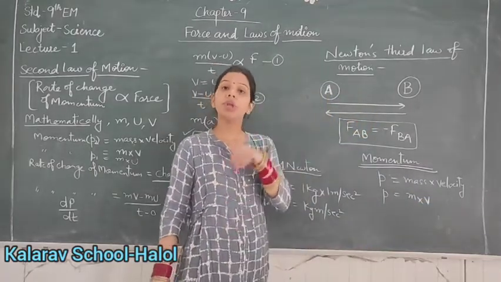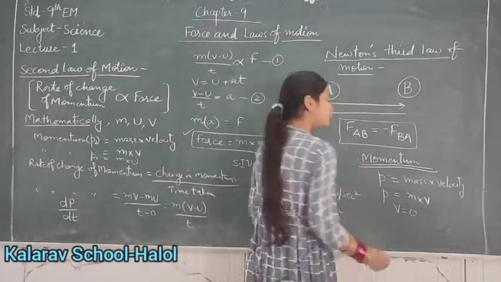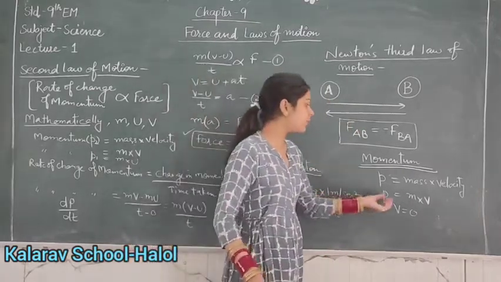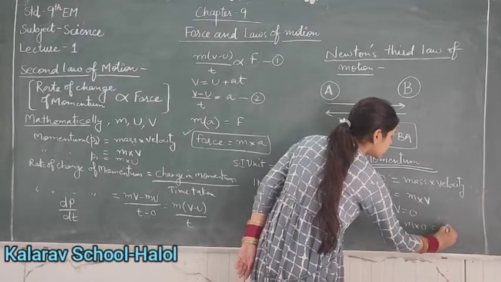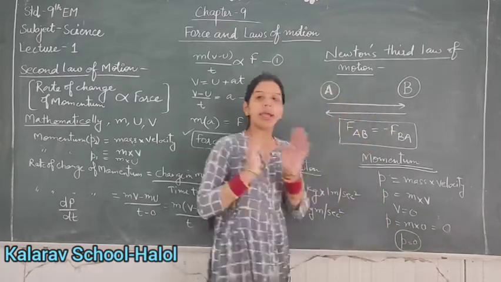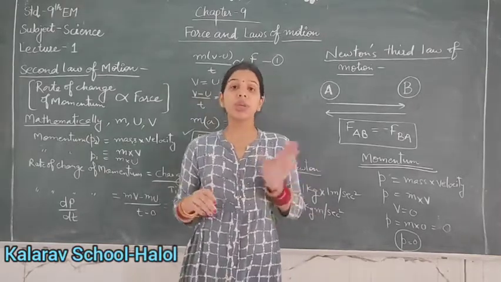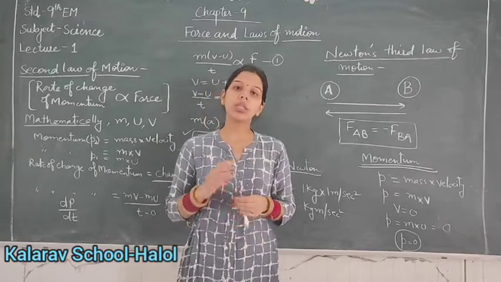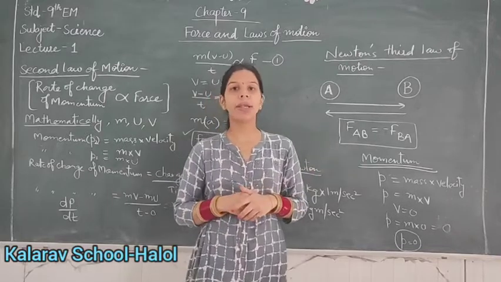If the velocity of an object is 0, which means the body is not moving at all, so v is 0, we can say that m multiplied by 0 is 0. So P is 0. So here we can say that the body is not moving at all. So if the velocity of an object is 0, then momentum is also 0. Next we will do the conservation of momentum.